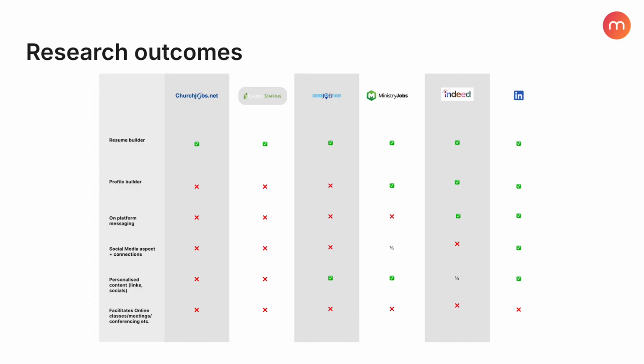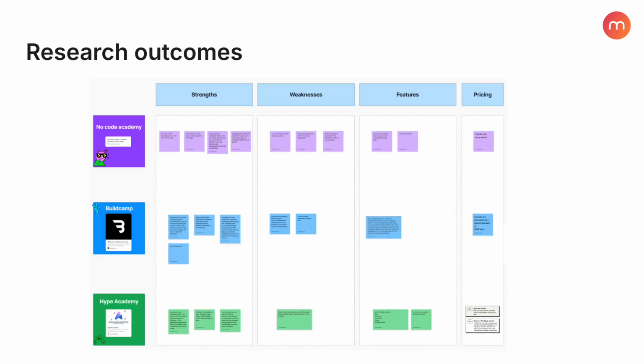This type of visual summary makes it easy to see where you can add value. If every competitor misses a key feature that users need, that's your chance to design a better solution. It also helps you confirm what's already expected, so you don't accidentally remove something users now consider standard.